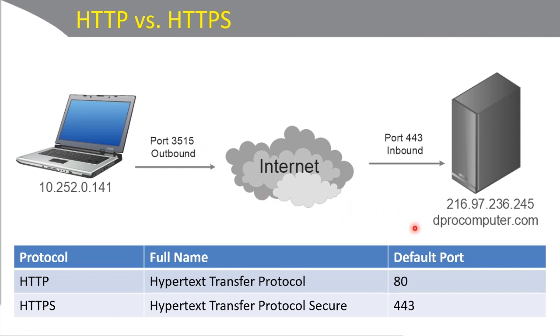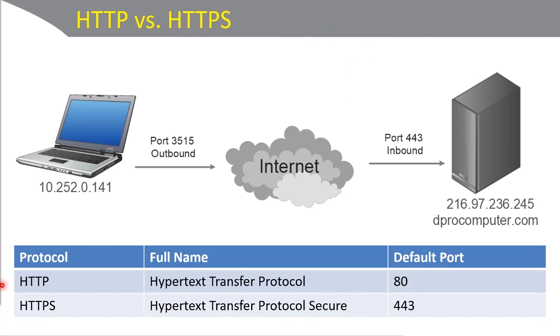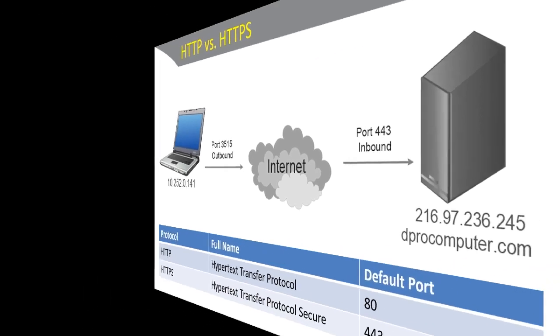The session is then accepted by the web server, dprocomputer.com, using the public IP address 216.97.236.245 and utilizing inbound port 443. That's the secure HTTPS port. And so that's got to be open so that it can accept incoming connections from clients so that they can see the website. And we'll talk more about, again, the security side of this in another set of videos. But for now, let's take a look at a couple of connections within browsers.